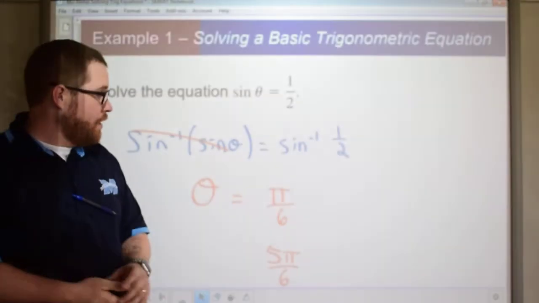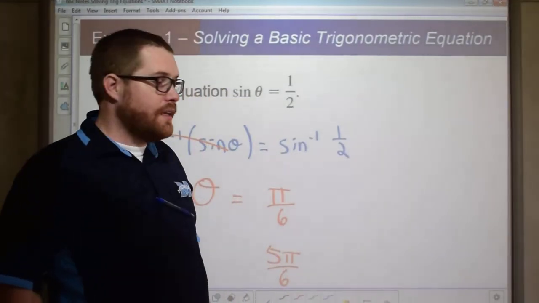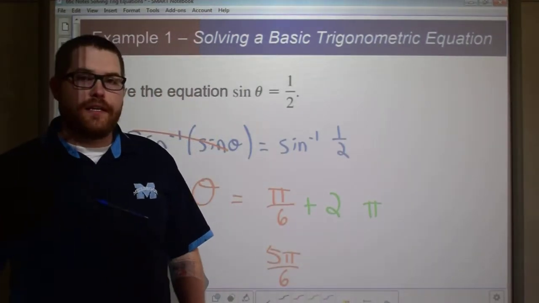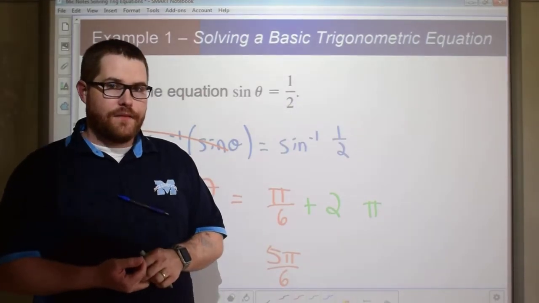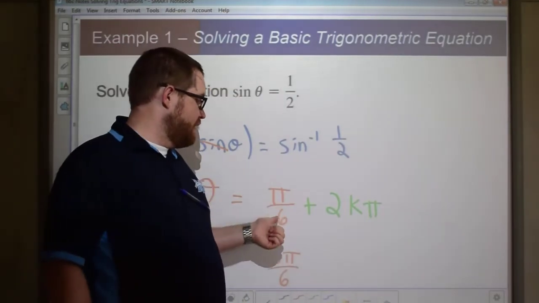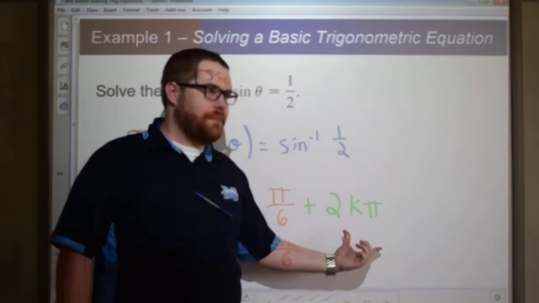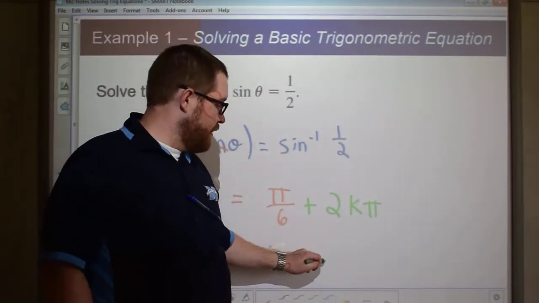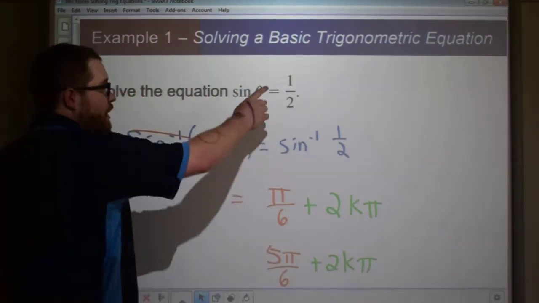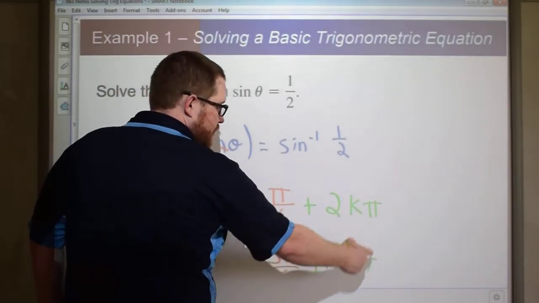How long does it take for sine to repeat? In other words, what is the period of sine? It's 2 pi. So every time we go by 2 pi, we're going to repeat. So I need multiples of 2 pi. The way we write that is 2k pi, meaning that this is the answer, plus 2 pi, plus 4 pi, plus 6 pi, plus 8 pi, plus 10 pi. Same thing here. If that confuses you, just remember this. If you have an equation, you're going to have at least 1, maybe 2 answers, plus the period times k.